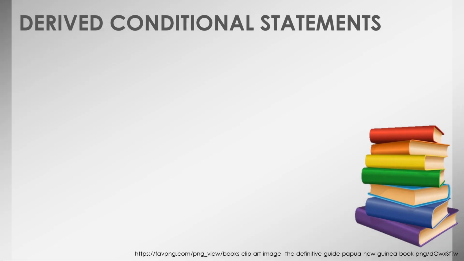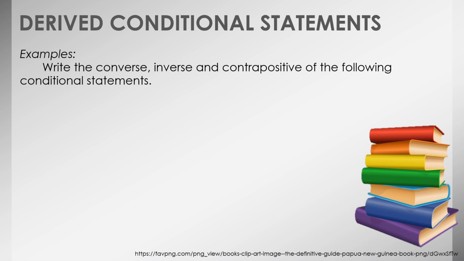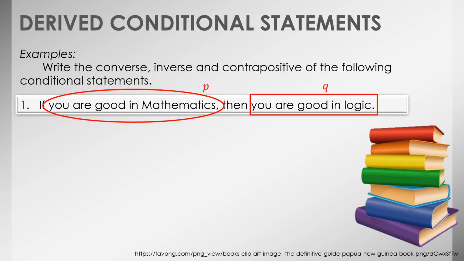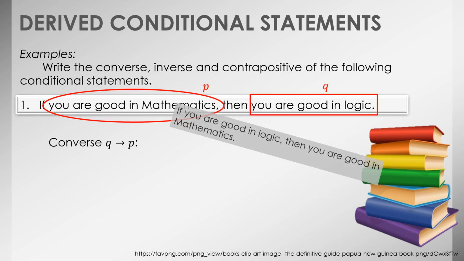For this example, we are asked to give the converse, inverse, and contrapositive of the following conditional statements. Now, for the first conditional statement, we have this. So, this is our P and this is our Q. For the converse, again, we are going to interchange the P or the antecedent and Q or the consequent. Thus, by doing so, we have this.